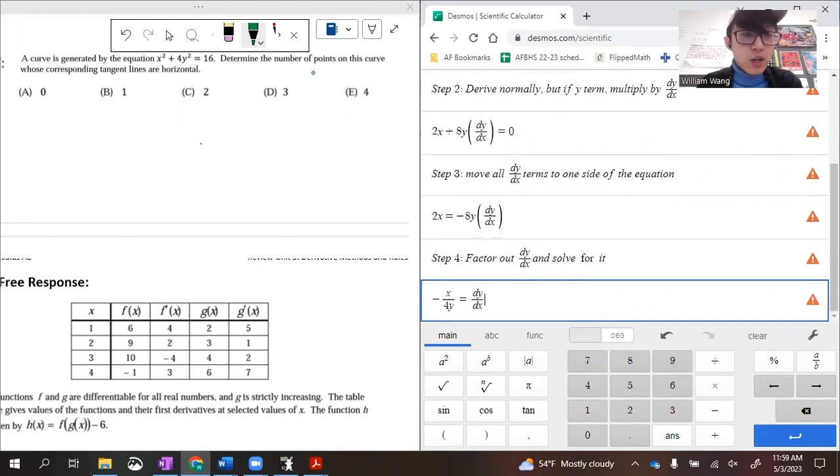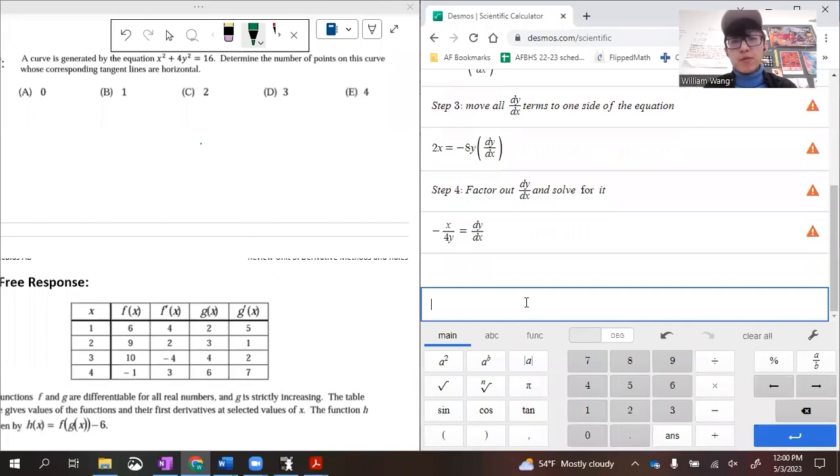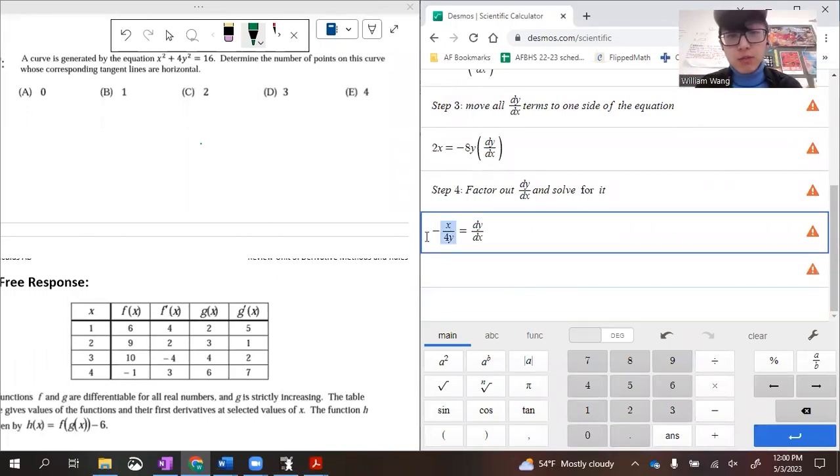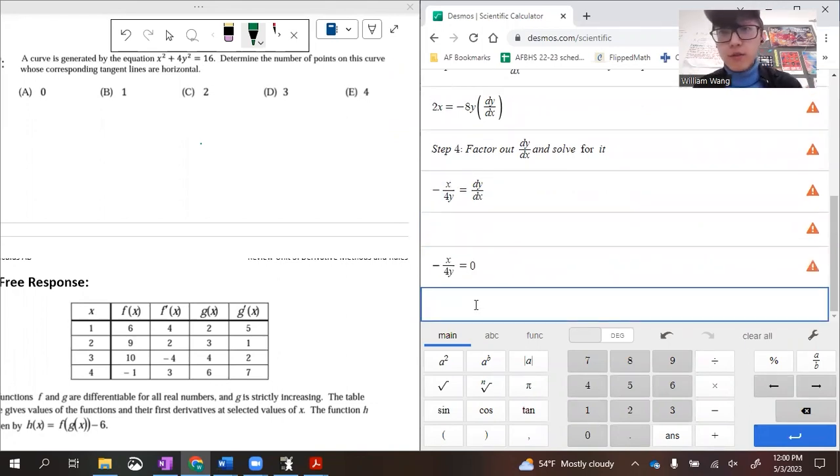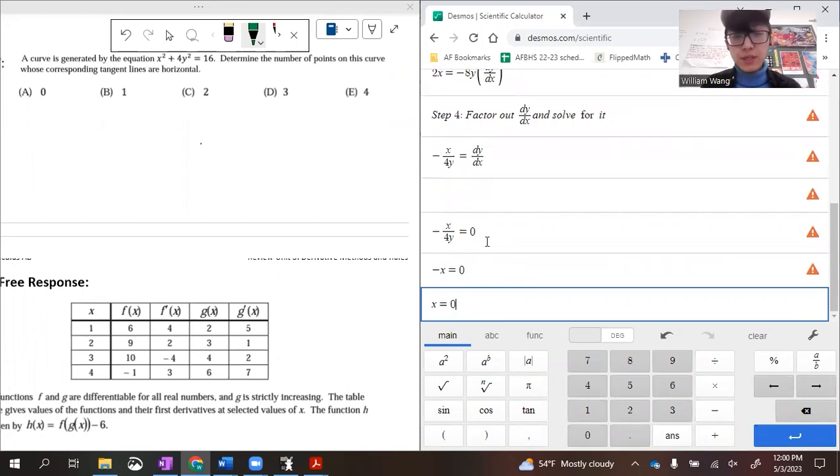Okay, determine the number of points on this curve whose corresponding tangent lines are horizontal. All right. Well, that's sort of the next step for this problem. So I did my implicit differentiation. Now my tangent line is horizontal, which means my derivative, which is right here, is equal to 0. So let's just solve for the points where my derivative is equal to 0. Well, if negative x over 4y is equal to 0, I can multiply both sides by 4y. So negative x is equal to 0, which means x is simply equal to 0.